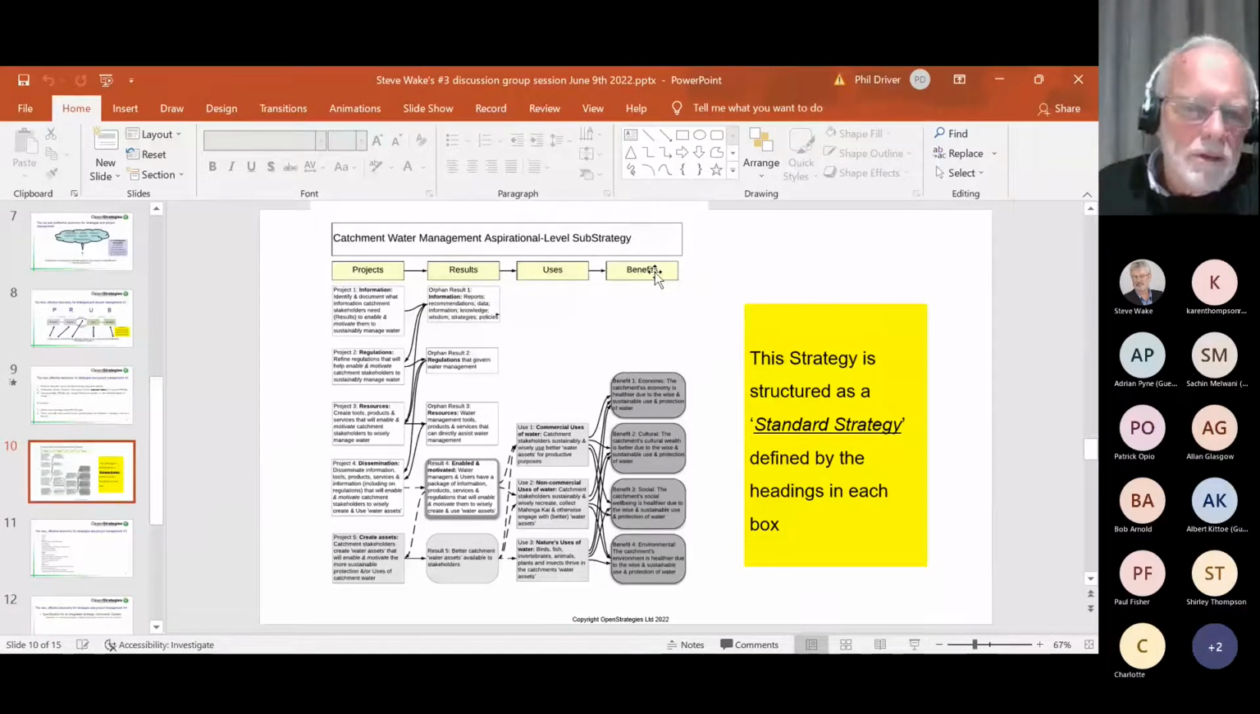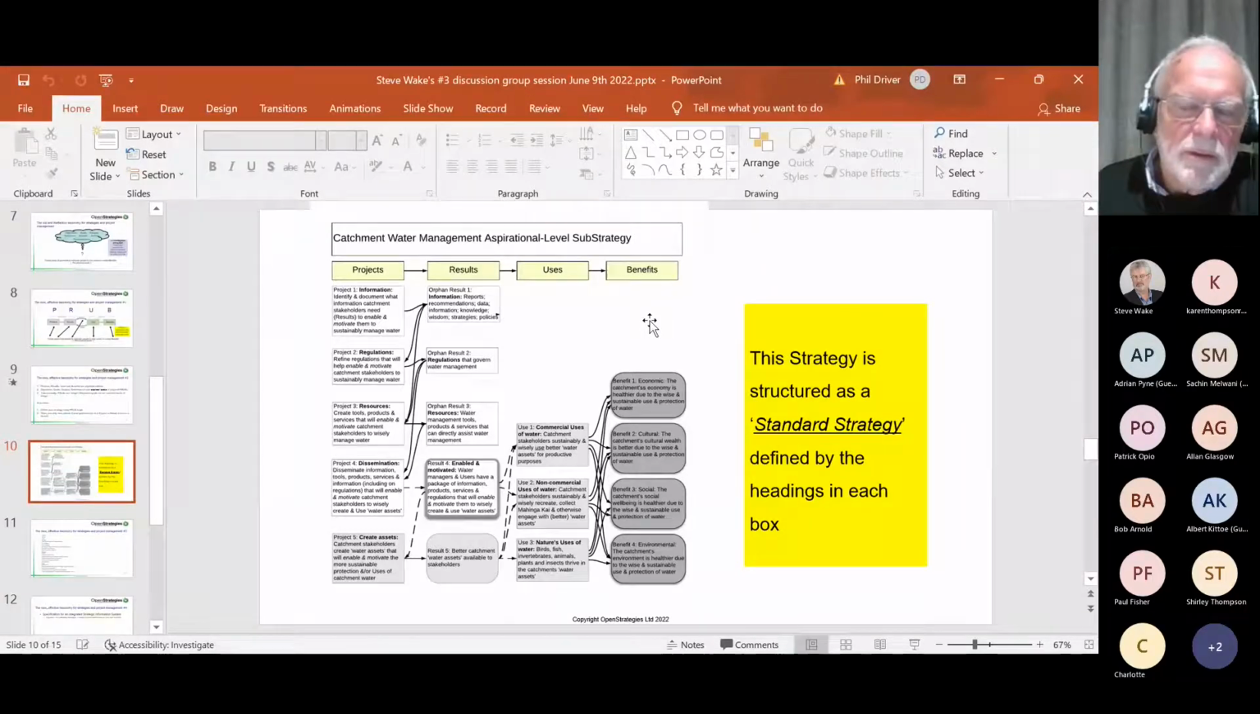If you're trying to work out, is it worth doing a strategy? The worth is a value placed on the benefits. So you might have an economic value, a cultural value, a social value, an environmental value. So again, the PRUB structure defines where you put concepts like value, where you put concepts like evidence.